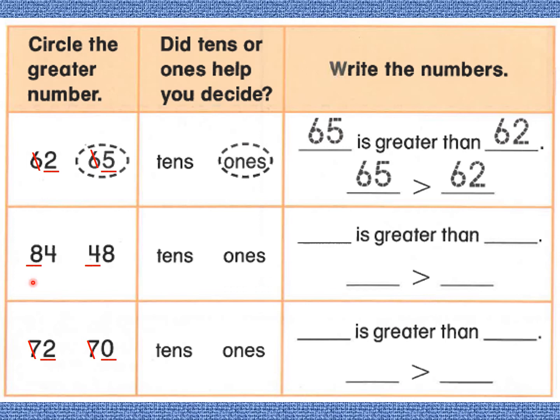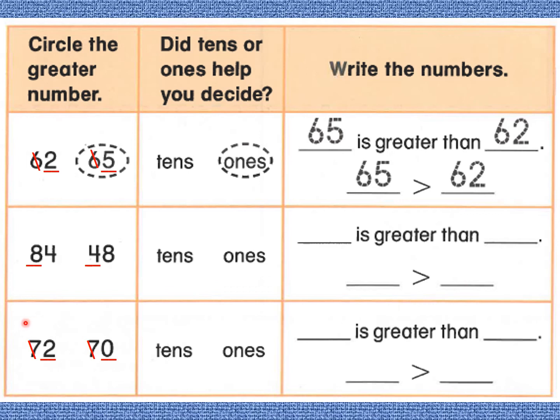So let's take a look at the second problem on this page. In the tens place here, we have an 8, and in the tens place here, we have a 4. Now we can compare those because they're not the same. So you're going to circle your tens place. If we compare these, we know that 8 is greater than 4. So we're going to write 84 is greater than 48. And then again, fill it in down here: 84 is greater than 48.